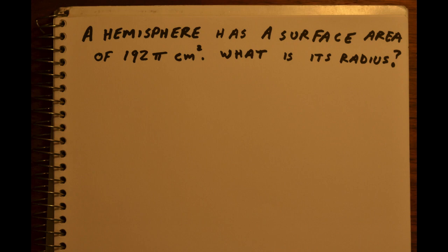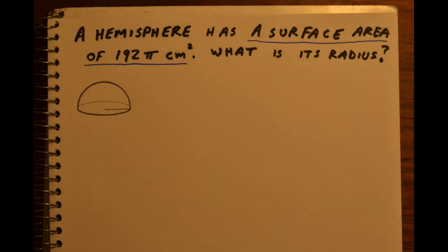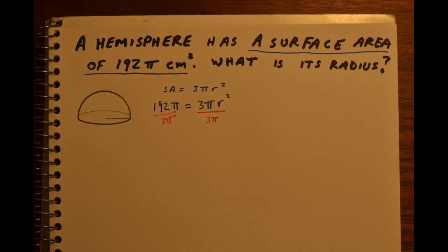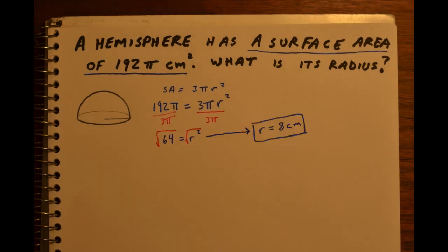Another example, a hemisphere has a surface area of 192 pi square centimeters. How big is its radius? So we've got a hemisphere, and the surface area is given. Now remember, surface area is the dome plus a circular base. So 2 pi r squared plus pi r squared, which simplifies, of course, to 3 pi r squared. We'll sub in the surface area and solve for the unknown, and then we'll sub that in, and we're good to go.